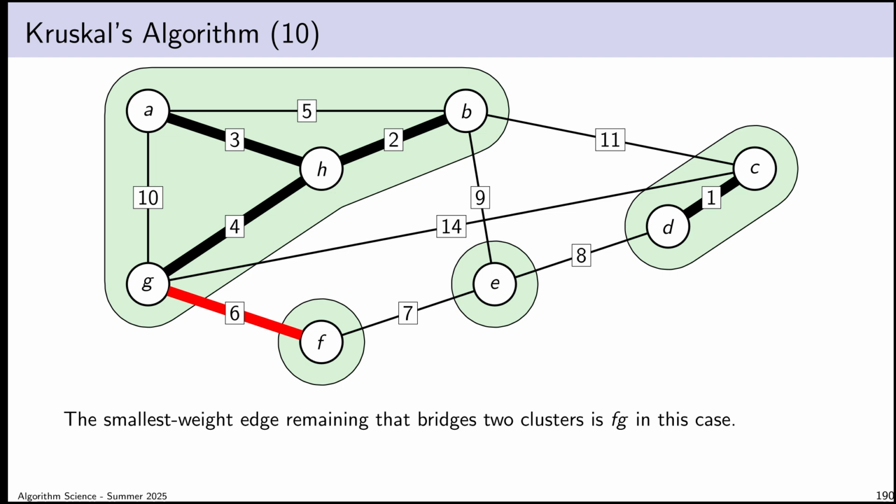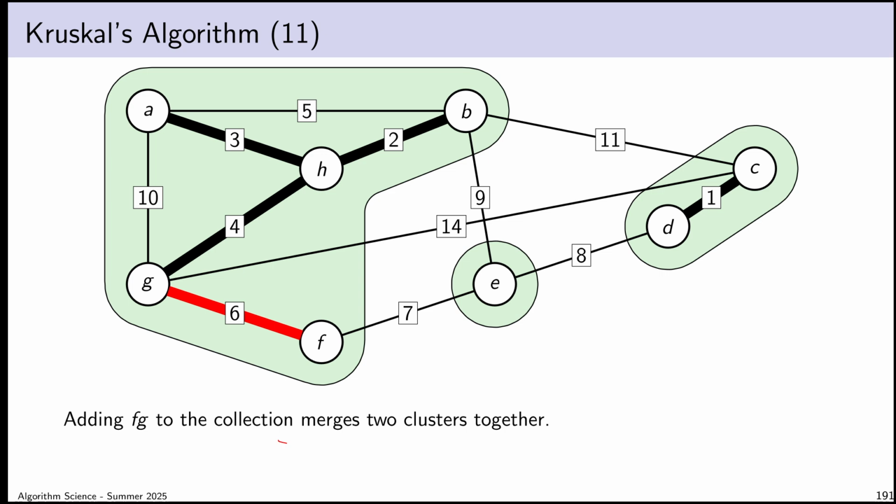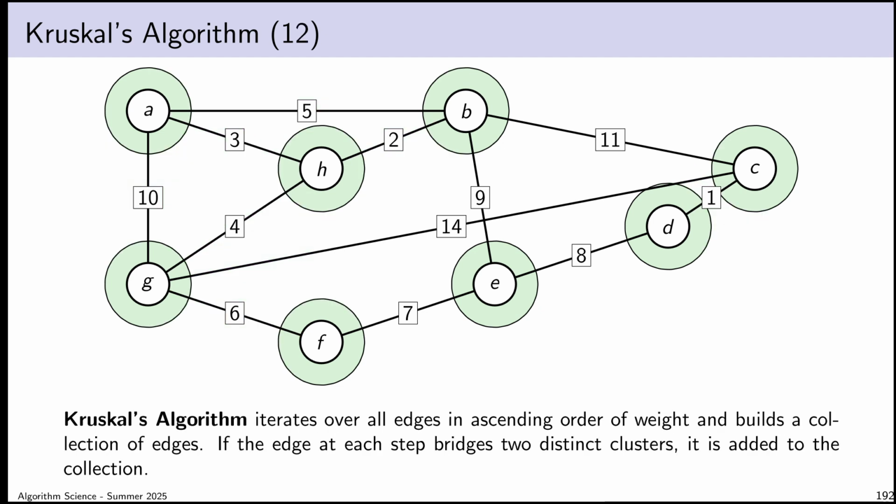The smallest weight edge that bridges two clusters is FG, so I add that edge to my collection, and of course that merges two clusters together, because now F joins the cluster containing G. And this gives us an algorithm called Kruskal's algorithm. So Kruskal's algorithm iterates over all edges in ascending order of weight, and as it goes, it builds a collection of edges. As it iterates over edges, if it finds an edge that bridges two distinct clusters, that edge gets added to the collection and the clusters get merged.